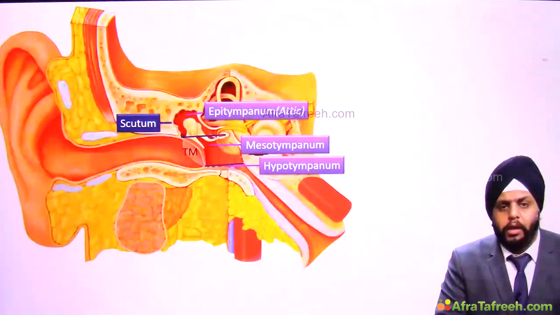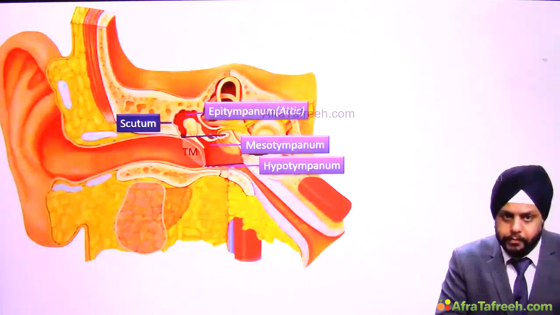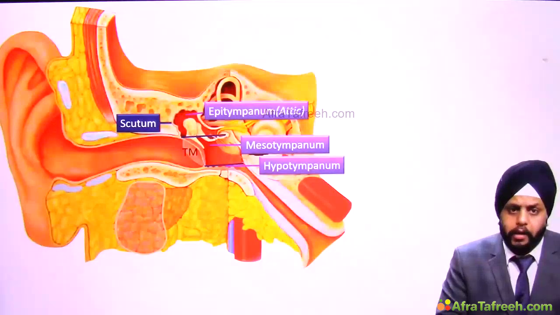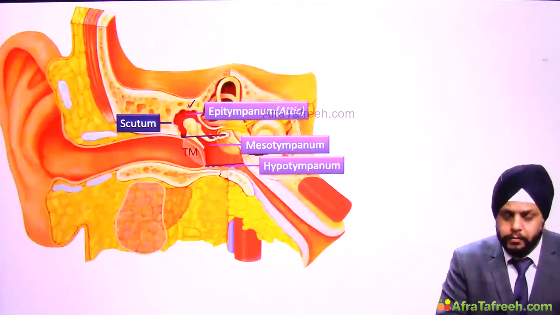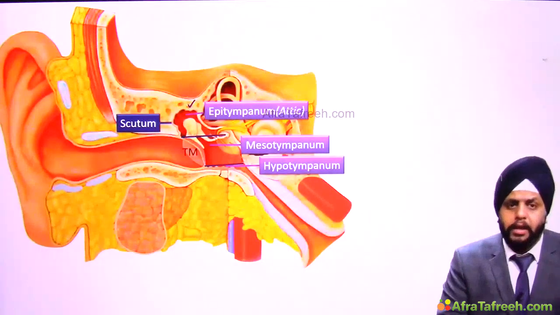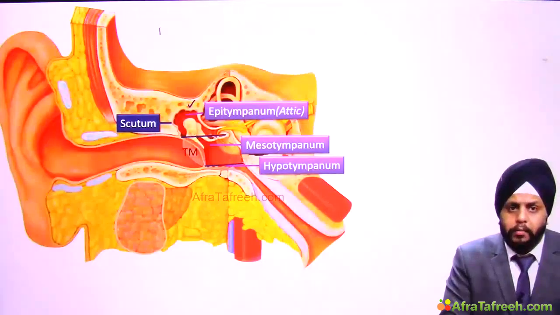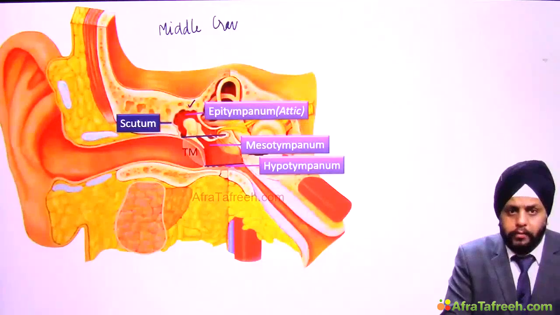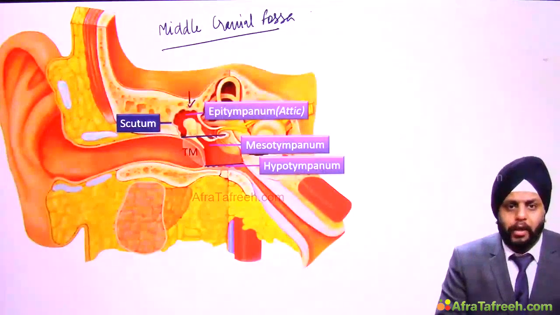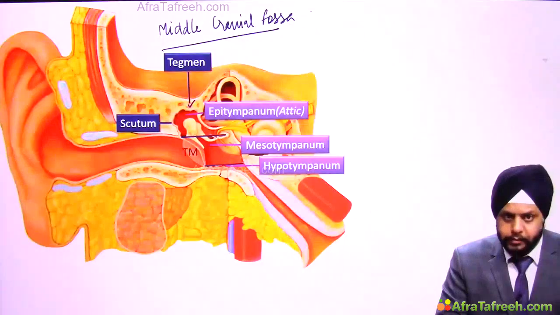Now that was the lateral wall. Let's come to the roof of the middle ear. You see this roof, again this plate is a bony plate. And this plate, you can see over here, separates the middle ear from the brain, the middle cranial fossa. This plate of bone is known as tegmen.